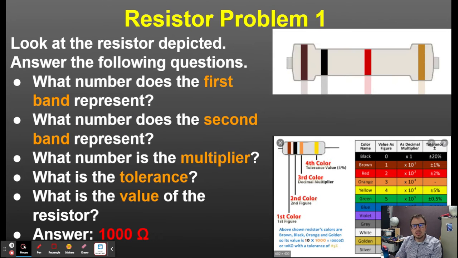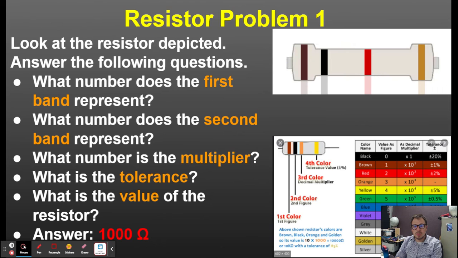So let's just get some practice. Let's do a practice problem here, right? So we'll look at the depicted resistor. What does the first band represent? I can look at that chart and I know brown is 1. So the first number is going to be 1. The second band represents black, which is 0. So I know I'm going to have 1, 0.